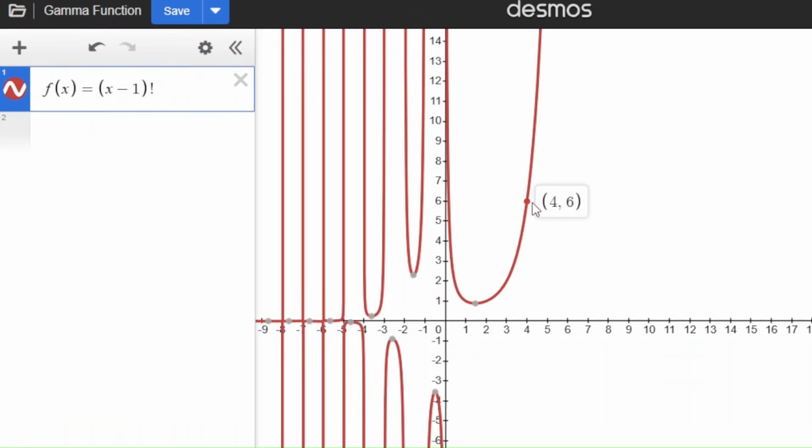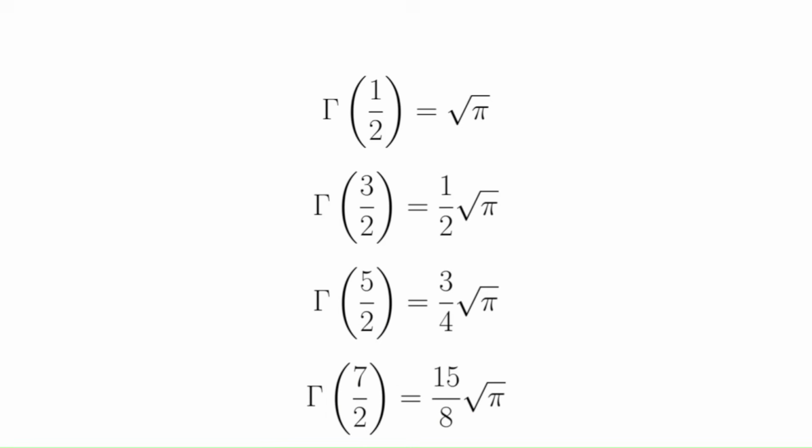So notice, for example, that the point (4, 6) is on the graph, because gamma of 4 is really 3 factorial, which is 6. Now remember, at the beginning of the video, I mentioned that 1/2 factorial is the square root of pi over 2. Well, 1/2 factorial is really gamma of 3 halves. And it turns out that gamma of 3 halves is the square root of pi over 2.